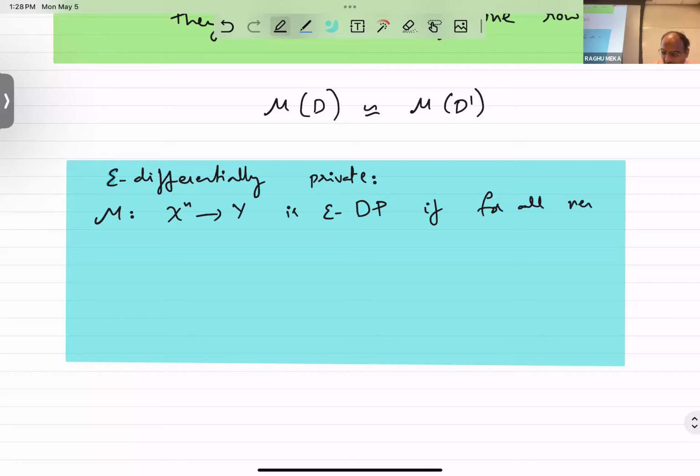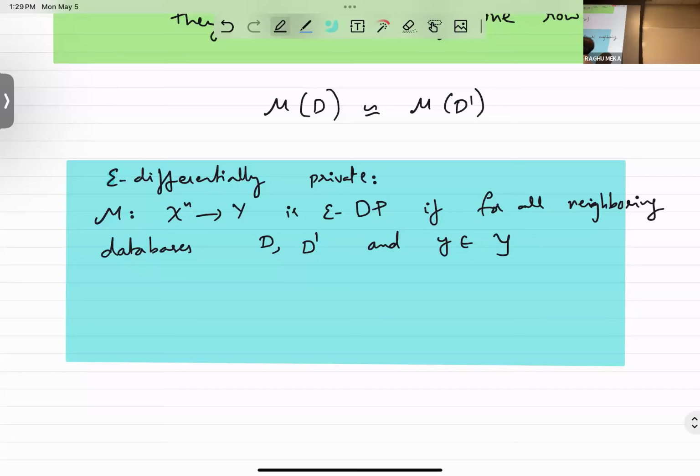for all neighboring databases and any possible answer y, the probability that I would output y in one database is almost the same as the probability that I would output y under the other database.